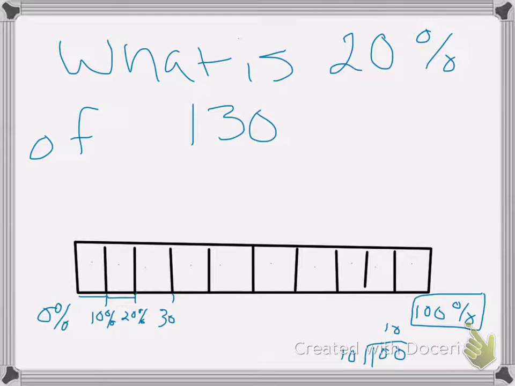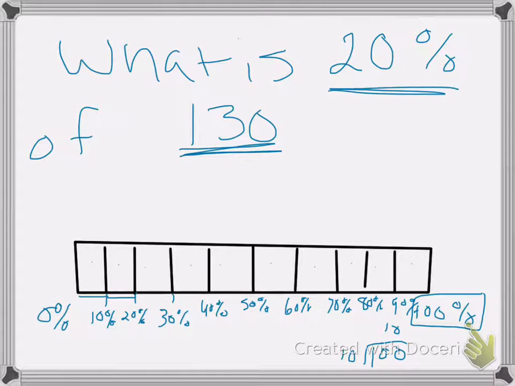Then we've got 30%, 40%, 50%, 60%, 70%, 80%, 90%. I know you can't really get that 90% in there, but you can see what I was doing there. I was just labeling my little sections, okay? My increments.